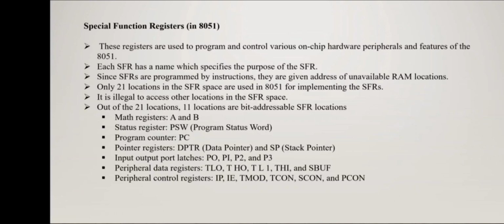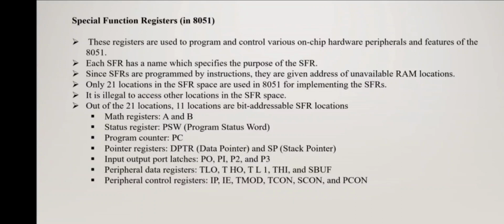Since special function registers are programmed by instruction, they are given addresses of unavailable RAM locations. Only 21 locations in the SFR space are used in 8051 for implementing the SFRs. So we have 21 special function registers, or 21 locations reserved for special function registers. Each register has a different name. It is illegal to access any other location in the special function register space.